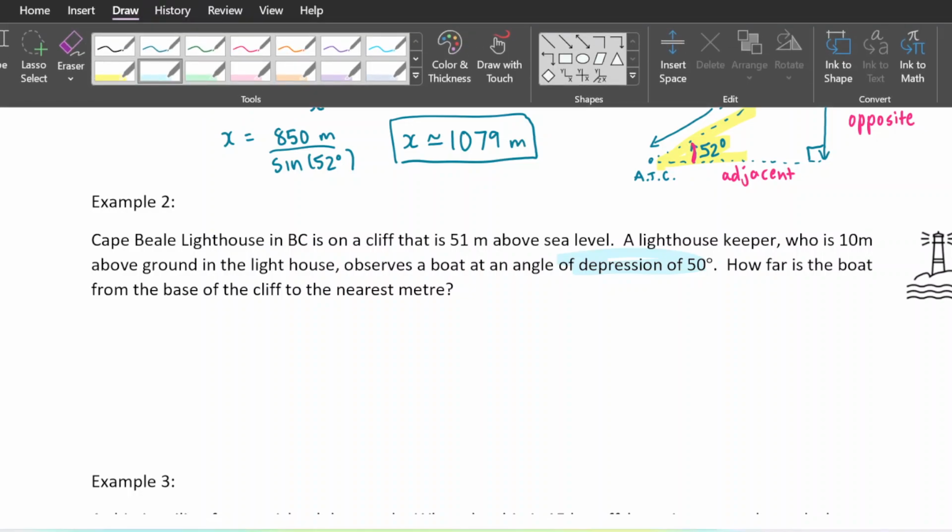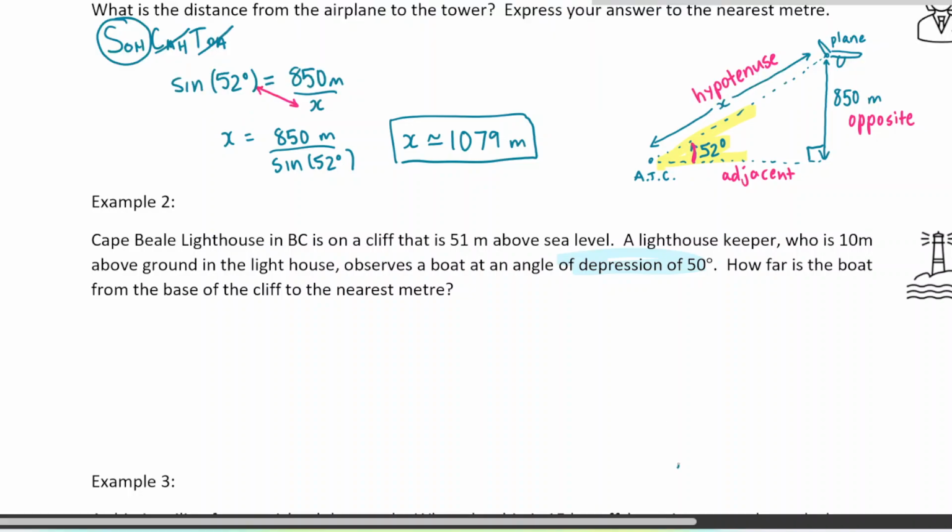Okay, so let's draw this scenario. So we have this cliff, and then we have a lighthouse on top of the cliff. So the lighthouse person is standing up here. Okay, so this distance here is 51 plus another 10, so 61 meters from the base of the cliff. Then we have some water, and we have a boat. Actually, I'll do that as a dotted line.